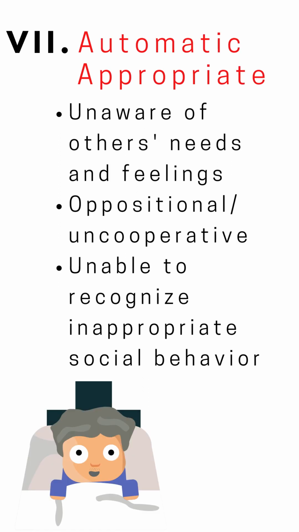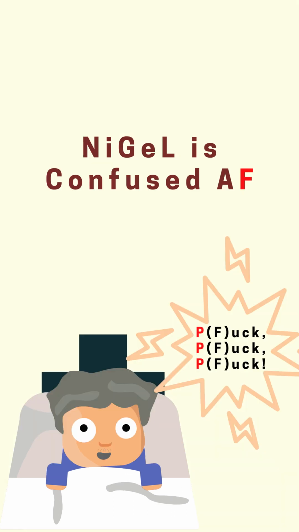Robots lack the higher brain functions that people have, so continuing with our analogy, under Level 7, our patients tend to be unaware of other people's needs and feelings. They also tend to be oppositional and are unable to recognize inappropriate social behavior. Alright, we're down to F, which substitutes P in purposeful. We have 3 purposeful levels, differing in the level of assistance the patient needs.